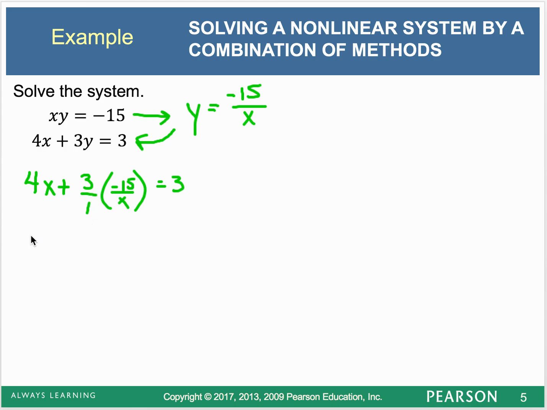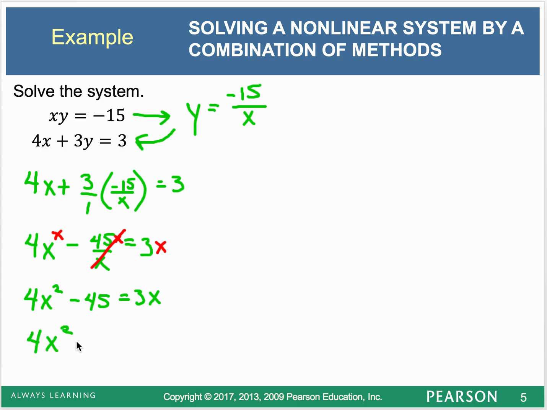Okay, so let's multiply those together. 4x minus 45 over x equals 3. Oh my goodness, what do I do? Get rid of the fraction. Yes, get rid of the fraction. Multiply everything by the common denominator. And then we wind up with 4x squared minus 45 equals 3x. It's a quadratic, so let's try to factor it. 4x squared minus 3x minus 45 equals 0.